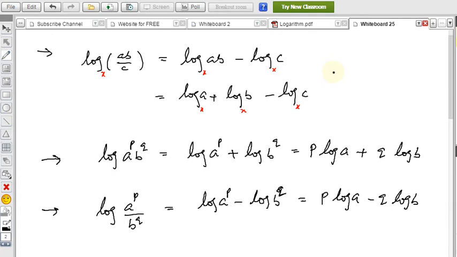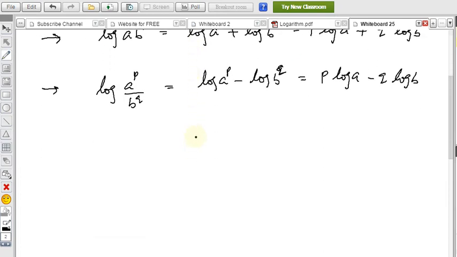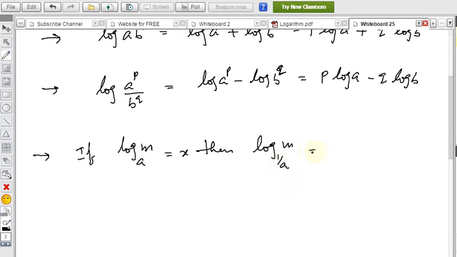Then I will tell you the conditional properties, the if-and-then type. If log m to the base a is equal to x, then the same log m to the base 1 by a is equal to minus x. Okay, this is the formula you can use from an examination point of view. If you take 1 by a as the base, this will be minus x.